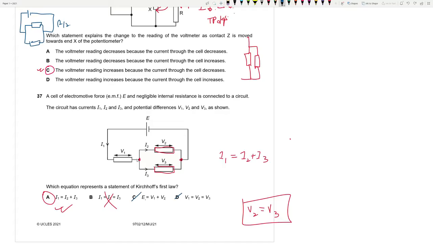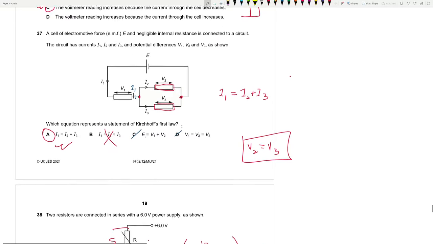So look at this. I1 is entering a junction. The sum of current entering a junction is equal to the sum of the current leaving the junction. So I1 is equal to I2 plus I3. We are looking for that. So that matches with A. 37 is A.